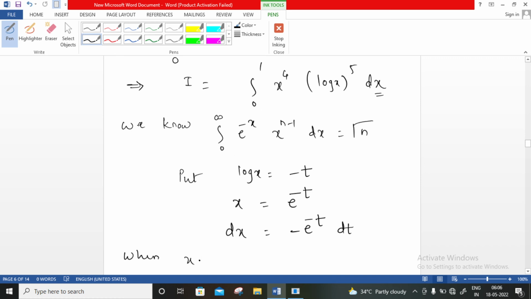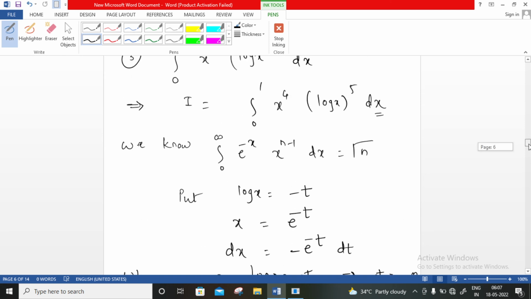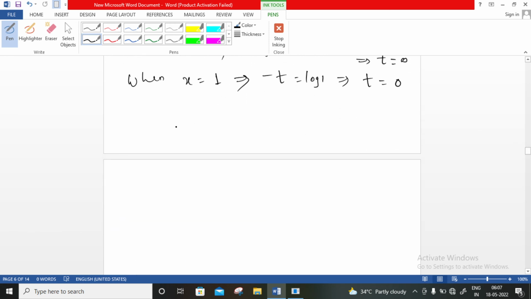So when x equals 0, you put 0: log 0 is equal to minus t. The value of log 0 is minus infinity. So minus t equals minus infinity, t becomes infinity. Now when you put x equal to 1, the upper limit, minus t becomes log 1, and log 1 is 0. So t goes to 0. Now you write the integral I in terms of the new variable t.